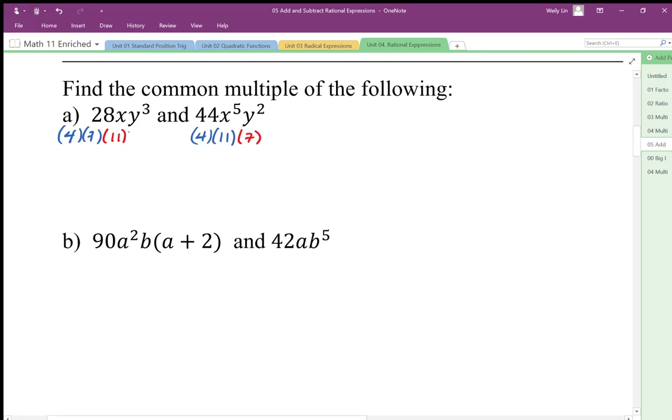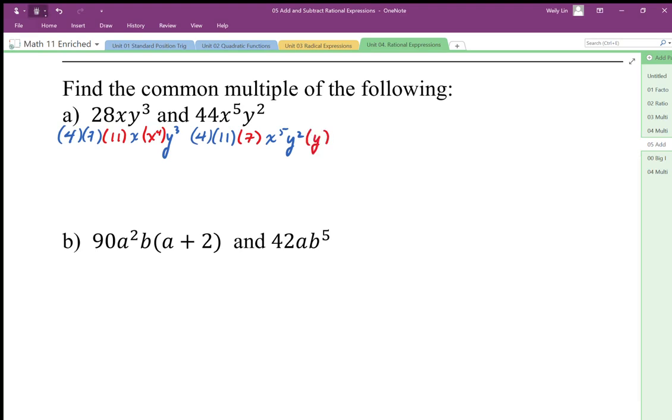So here I have an x. Here I have x to the power 5. When we look at the x factors, this one over here is missing, needs 4 more x's to make them equivalent. I have y cubed here, y squared here, and so this side is missing an extra factor of y.